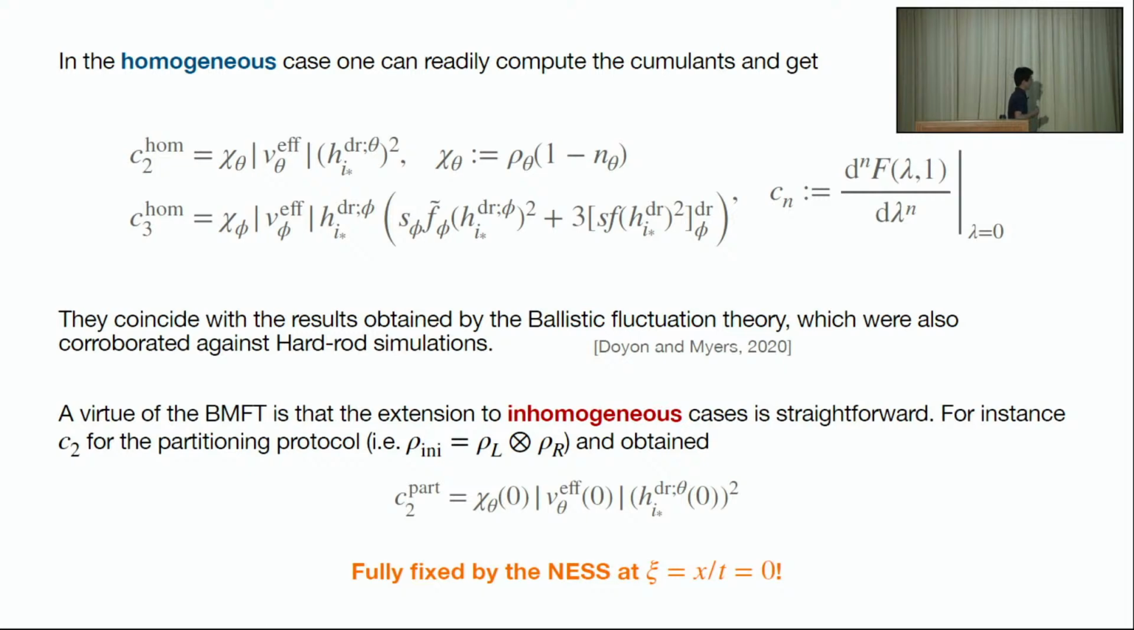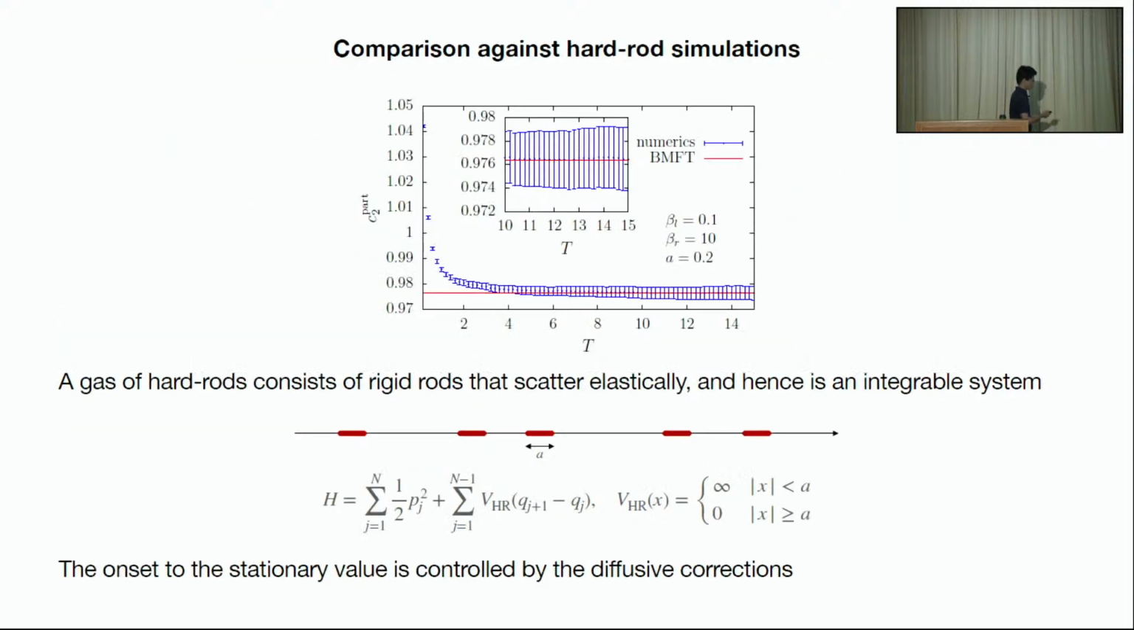And the nice point of the BMFT is that one can also easily extend these things to inhomogeneous cases, when the initial condition is not really homogeneous anymore. For instance, if you pick this particular initial condition, a step profile initial condition, if you like, then you can get this second cumulant in this way, which is somewhat surprising, again, physically, but I don't really have time for that. So I'm going to skip quickly. This is just to show you that it really agrees well with the numerics. And this is just a cartoon picture of the hard rod system with the Hamiltonian being like this.